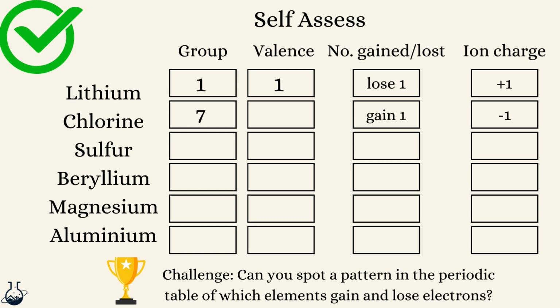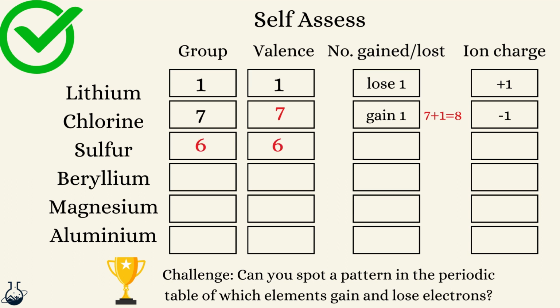Let's go through some answers. Marking pens ready. Chlorine is in group 7, so it has 7 valence electrons. So it needs to gain 1 electron to add up to a happy and stable 8. Gaining 1 negative electron leaves the ion with a negative 1 charge.